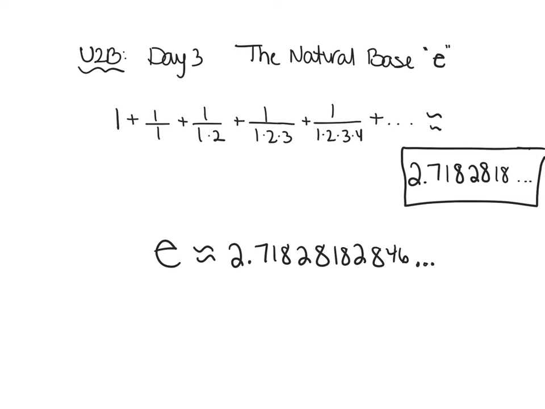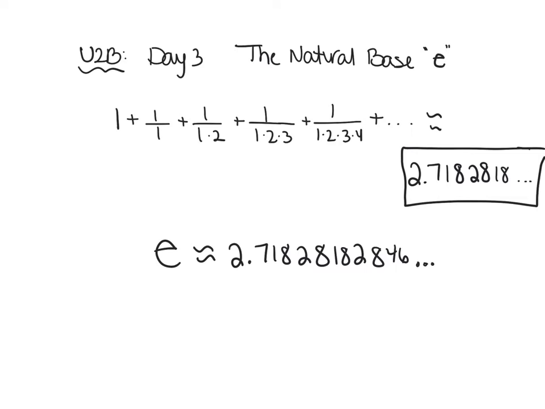All right, Unit 2B, Day 3. It's all about the natural base e. I have this written out: 1 plus 1 over 1 plus 1 over 1 times 2 plus 1 over 1 times 2 times 3. And it continues on forever and ever.